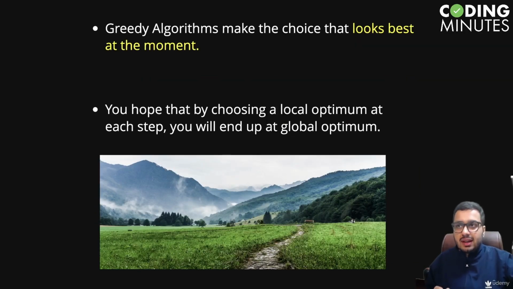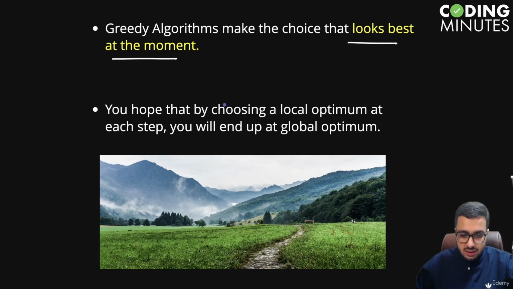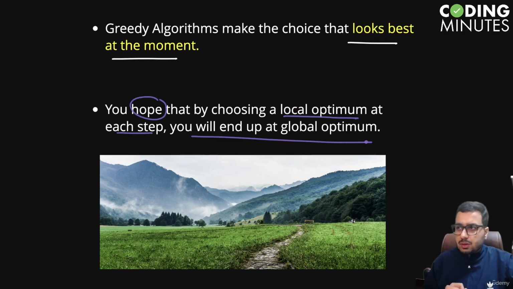What these greedy algorithms do is make a choice that looks best at the moment. It doesn't think about what will happen in the future. It picks a choice that looks best at the moment, and there is a hope that by choosing this local optima, you will end up at a global optima. So what is the meaning of this statement? Let us try to see.